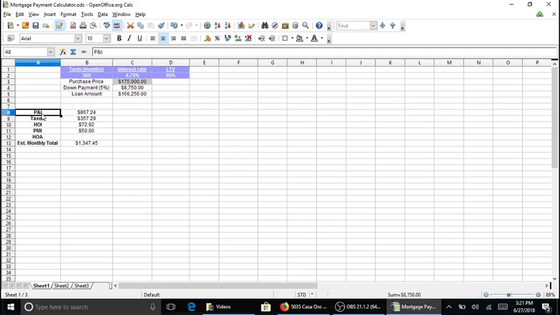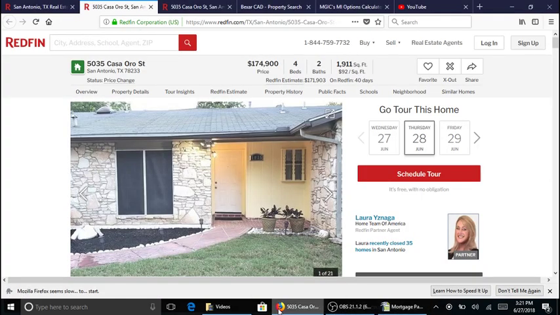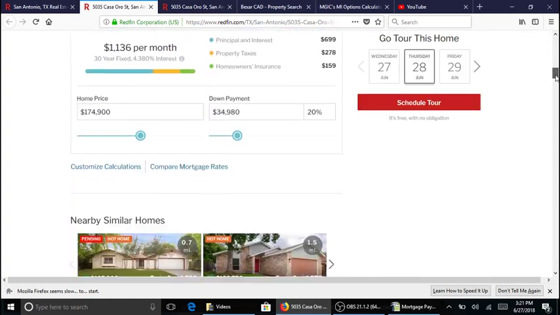Your P&I, otherwise known as principal and interest, would be $867.24. The property taxes, I'm not really sure what they are. So you can do a couple of things to figure out what those property taxes are going to be.